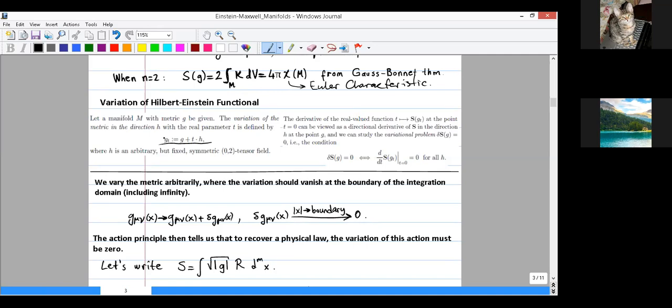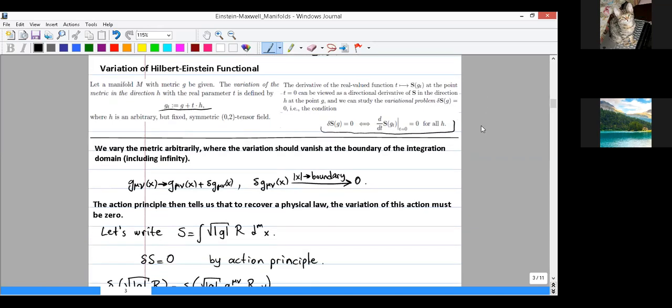Here, H is an arbitrary but fixed symmetric 0-2 tensor field, and the derivative of the real valued function T to S of G_T at the point T equals 0 can be viewed as a directional derivative of S in the direction H at the point G, and we can study the variation problem delta S(G) equals 0, and here is how we apply the variation.